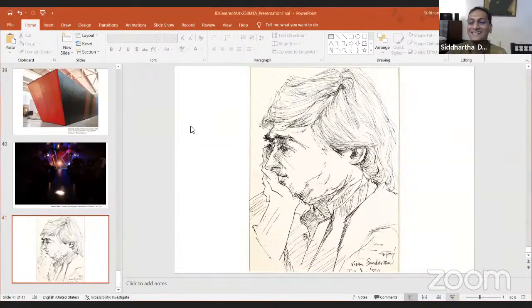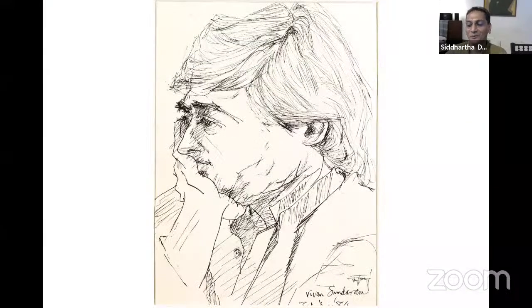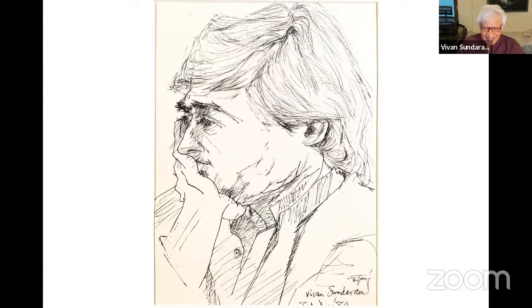Yeah, this was way back in the 60s. The portrait, I think, done of yours. Yeah, I think it was the 60s or 70s. I can't remember. No, it says 84. Sorry. 84, okay, yeah.